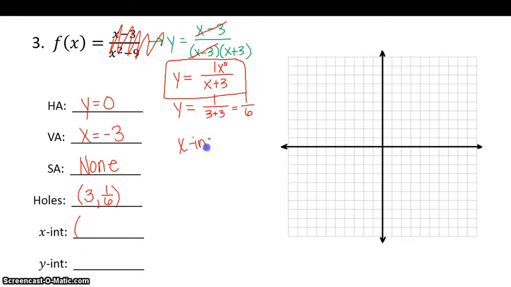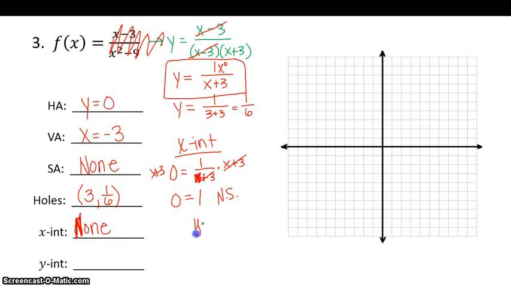X-intercept, so again we plug in 0 for y, so that'll be 0 equals 1 over x plus 3, so then we multiply by x plus 3 to get rid of the denominator. 0 times anything is 0, and so now 0 equals 1. That's a no solution because that's a false statement and there's no more variables. So then that means that there is none. There is not an x-intercept.